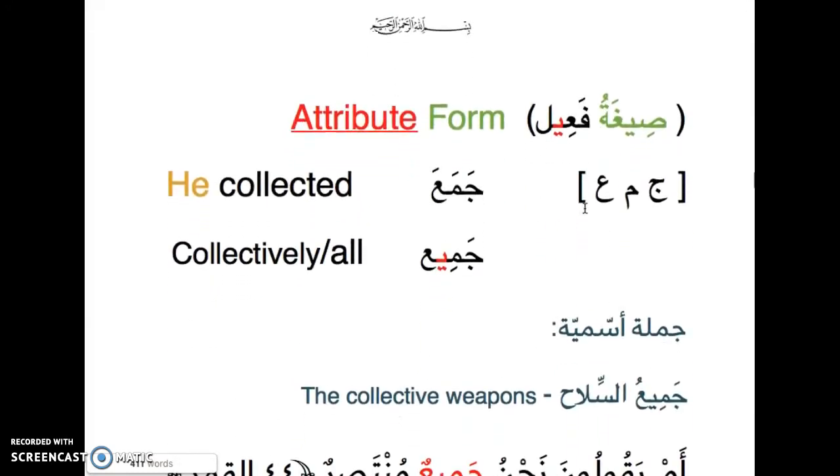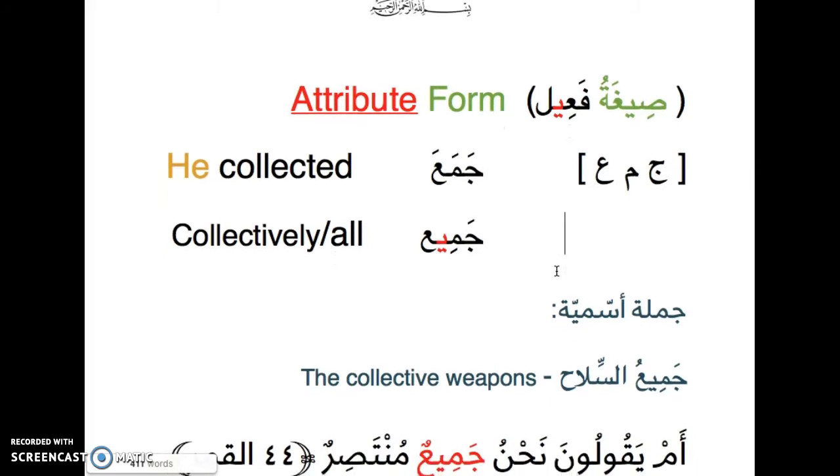Moving to another example, our root is ja, ma, a, and in the past it's jama'a. If you remember in the roots lesson we dealt with this form, he collected. When we give it as an attribute, we say jami', and we use it like it's used in Arabic as all, or in their collective, or collectively, like they came collectively, ataw jami'a, like all of them in their collective. So it's an attribute of the group that they're together, if that makes sense.